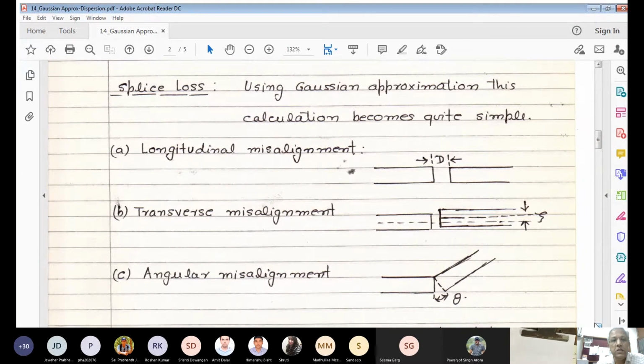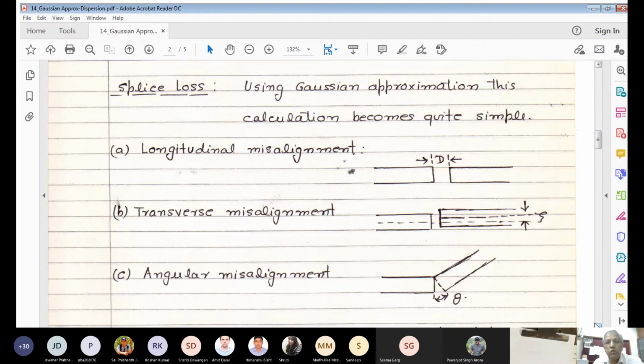In many applications, you have to join two fibers together. For example, if you have a very long fiber communication link, maybe 100 kilometers or 200 kilometers, but you do not have a single fiber length of 100 or 200 kilometers, you may need to splice many single mode fibers, and they may have slightly different modal field patterns. So the question is, when we join these two fibers, you may not be able to join them perfectly.